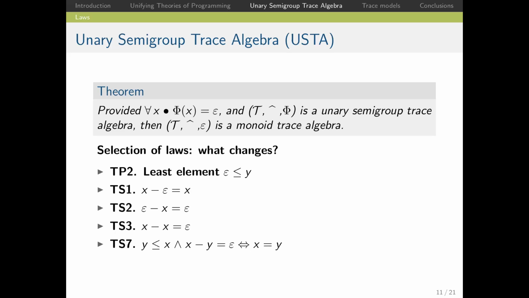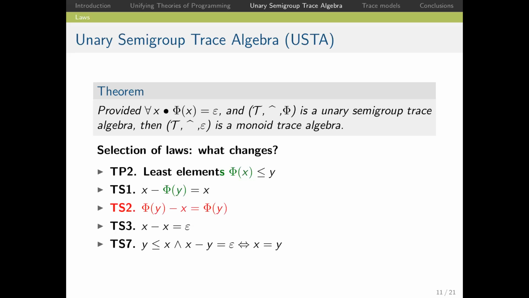Now, what changes? So let's look at some of the laws that the existing trace algebra satisfied. So we had a least element where epsilon was a prefix of everything. Now we have least elements because we have this function phi. So we have that phi of x is always a prefix of anything else. Similarly, we had in the previous case that subtracting epsilon from x yielded x. Now we have subtracting phi of y from x yields x.